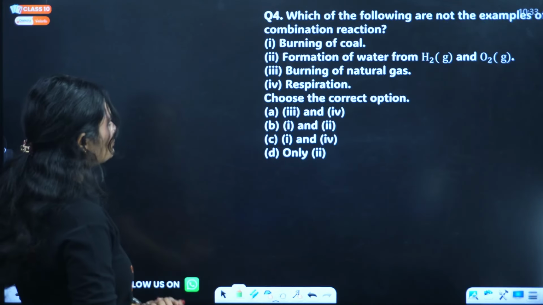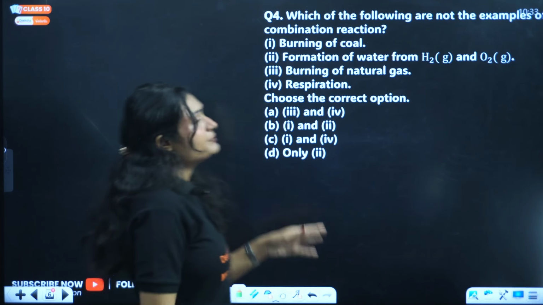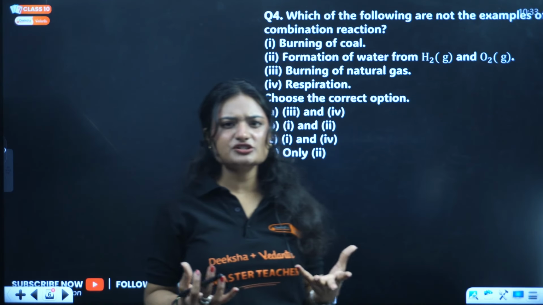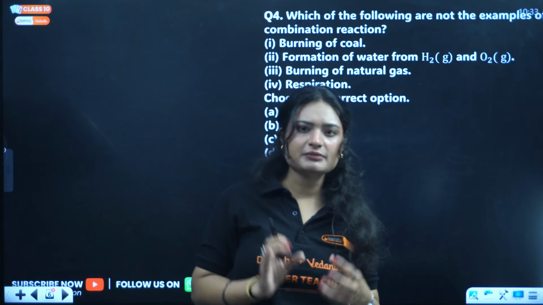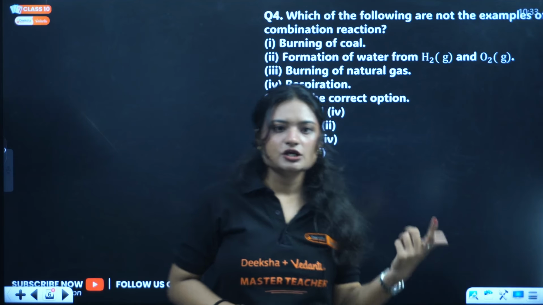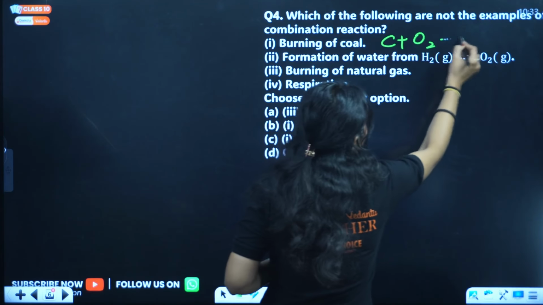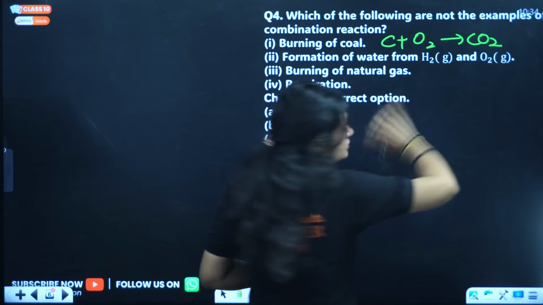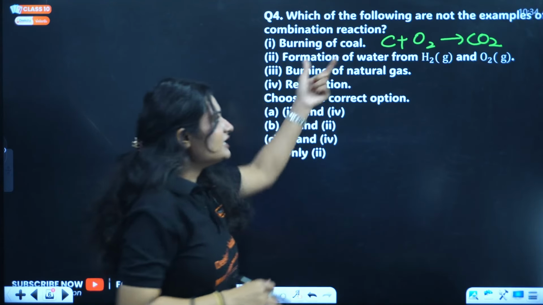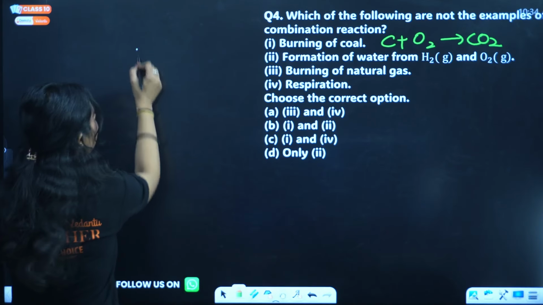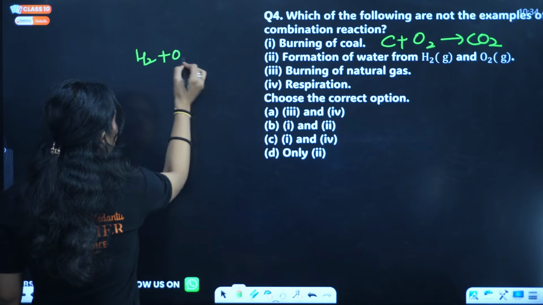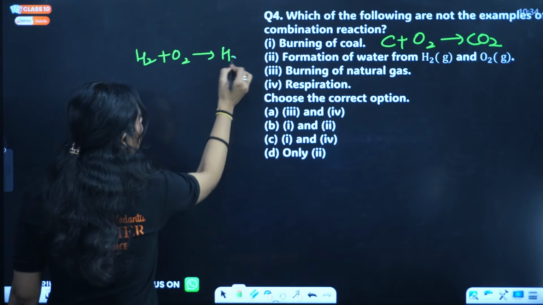Next question. Which of the following are not examples of combination reaction? Combination reaction is when one or more reactants combine to give a single product. So when you are burning coal, the product that we are getting is carbon dioxide. So this is a combination reaction. And formation of a water molecule is also a combination reaction. When hydrogen and oxygen gas combine, we get a water molecule.